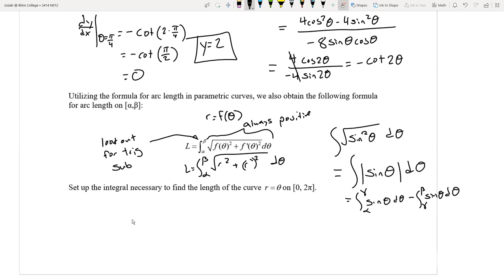So we'll go ahead and take a look at a curve that we haven't really seen a whole lot of here, and talk about the integral necessary to find the length. So we're looking at r equals theta. So let's just think about what that guy will look like. All right, well, first off, when theta is 0, r is 0. So we've got that.